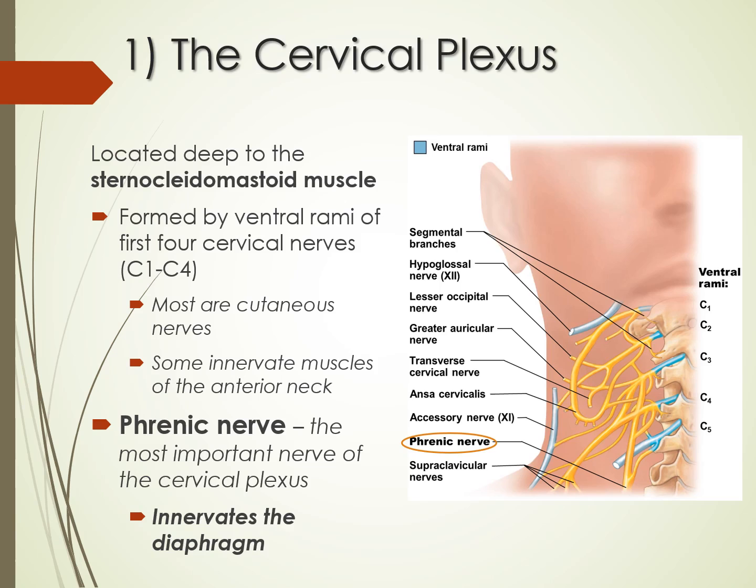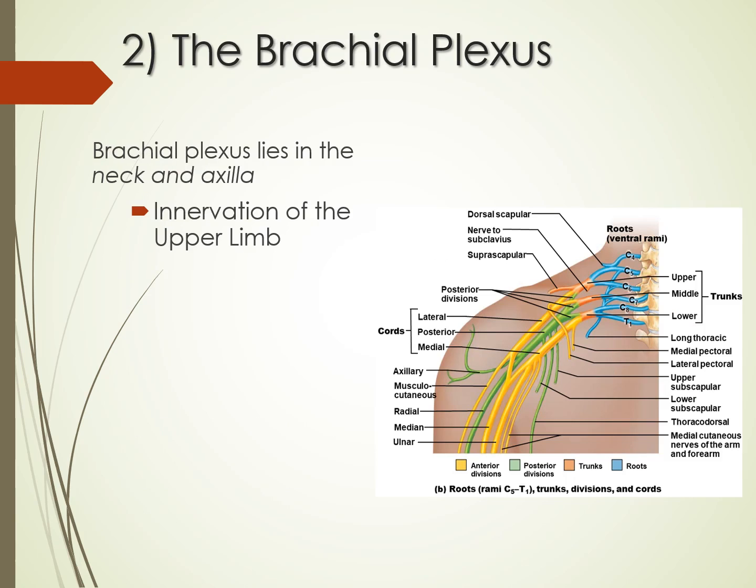So let's start with the first nerve plexus, and that's the cervical plexus. So really it's kind of deep to the sternocleidomastoid muscle, and it's formed from the ventral rami of the first 4 cervical nerves, so C1 through C4. So again, that's where they exit the vertebral column, not where they're coming from on the spinal cord. So most of these are going to be cutaneous nerves. Some of them innervate some of the muscles of the neck.